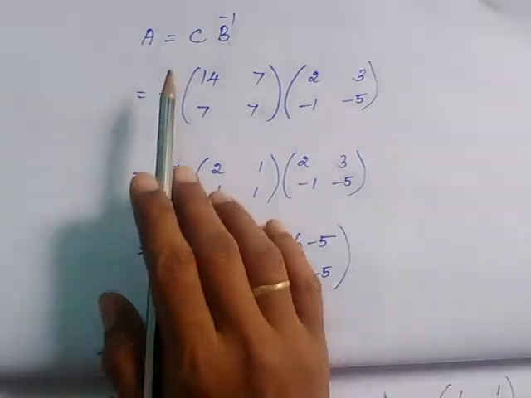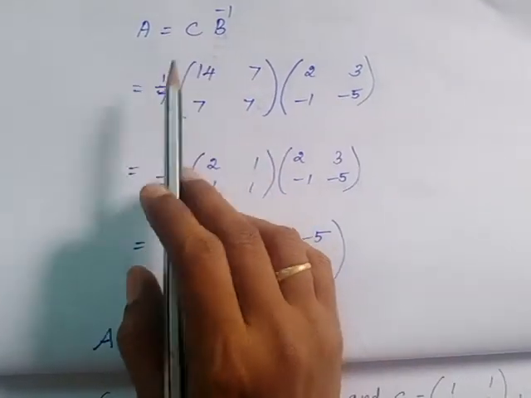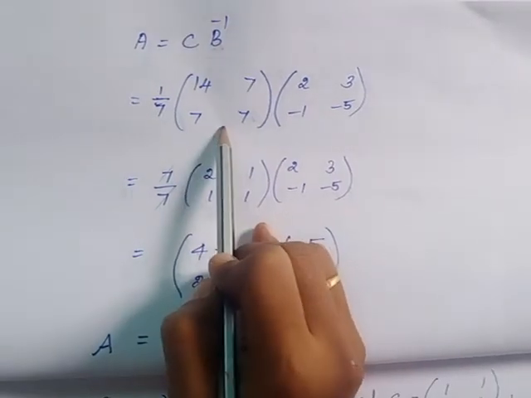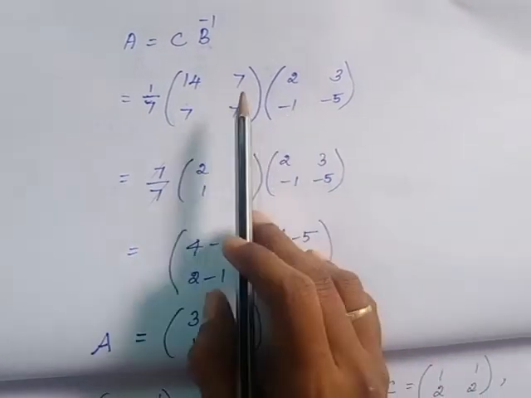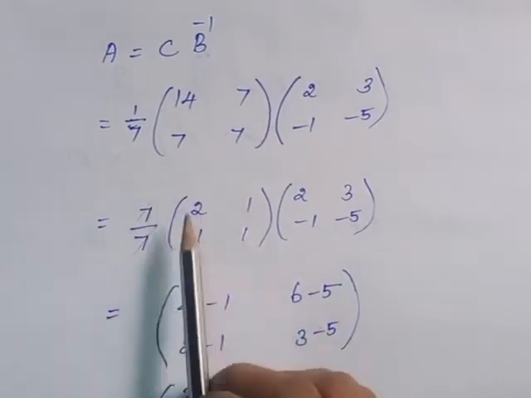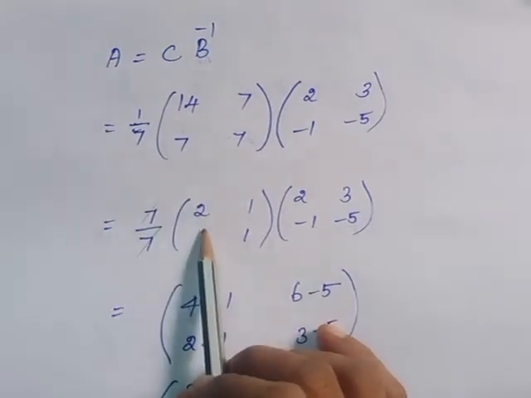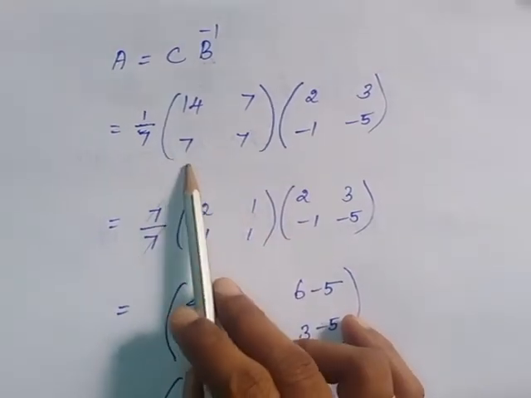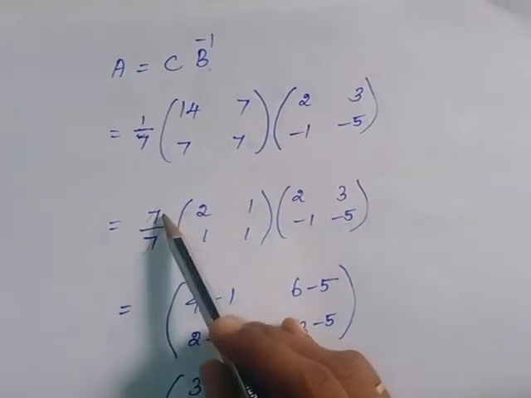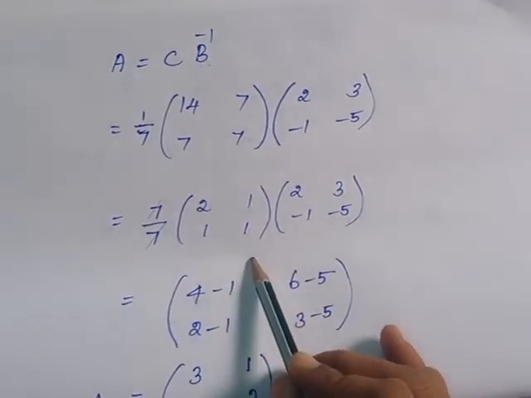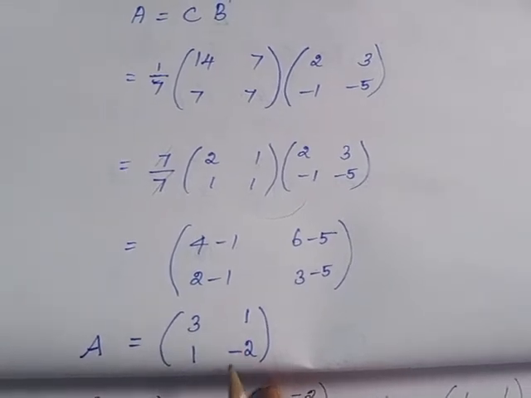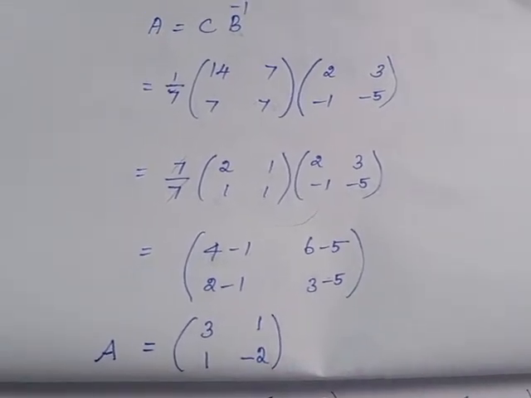Now I find the matrix A equal to C into B inverse. This 1 by 7 is a scalar of B inverse, times the C matrix into the B inverse matrix. In this matrix 7 is common, so I take 7 out. 14 divided by 7 is 2 and 7 divided by 7 is 1. 7 divided by 7 is 1 and 7 divided by 7 is 1. And both 7s are cancelled. Next you have to multiply both the matrices. We get the answer 3, 1, 1, minus 2. This is the answer for the 12th problem.